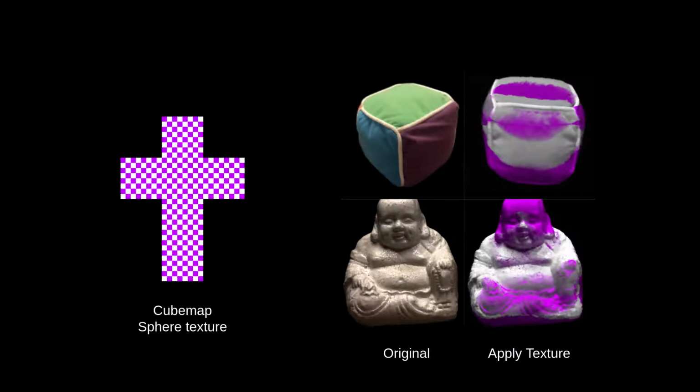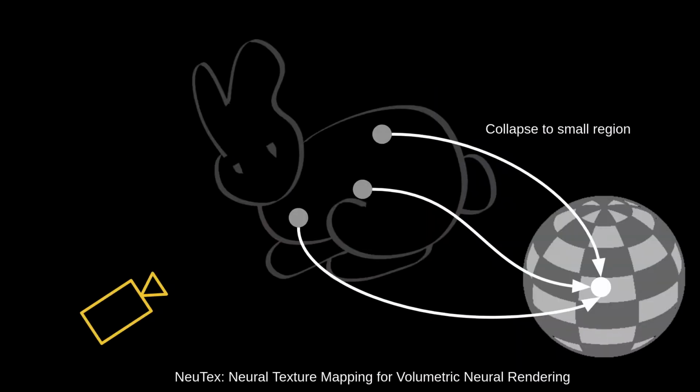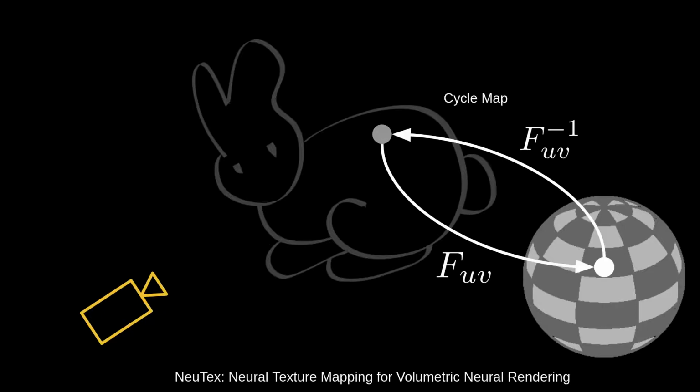That is, it often leads to a distorted UV space. We visualize this by swapping the spherical texture with the checkerboard cube map shown here. We see larger regions on the object surface are collapsed to small regions on the spherical texture, as shown in the right picture. To ensure distant points on the object surface do not map to small 2D regions, we introduce an inverse UV network. This network learns to wrap the 2D UV surface back onto the 3D object surface.